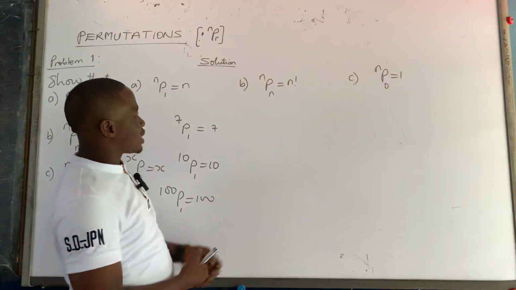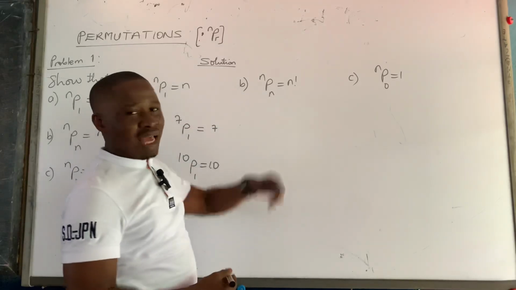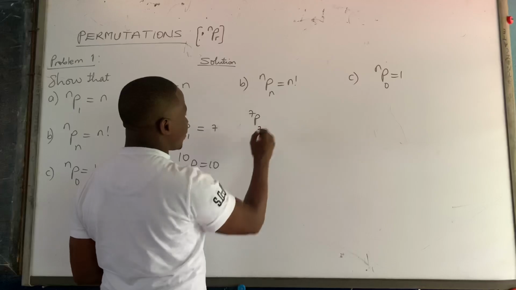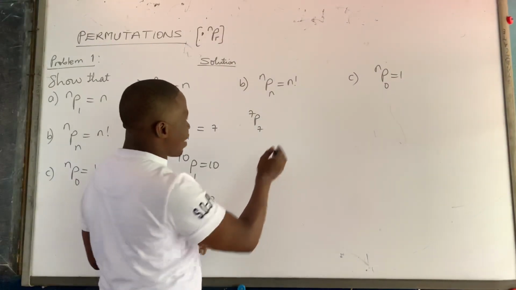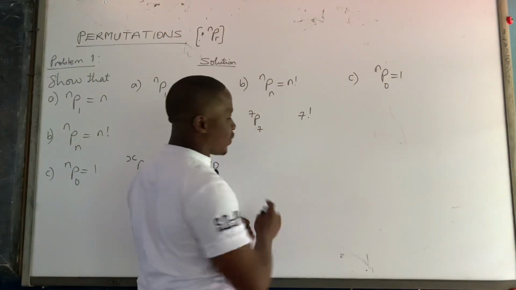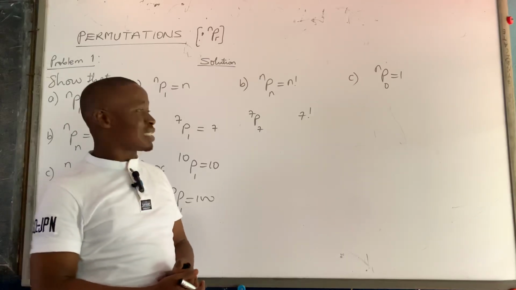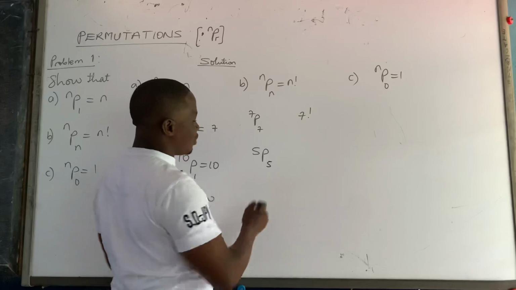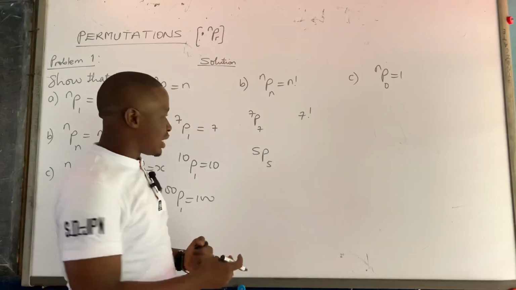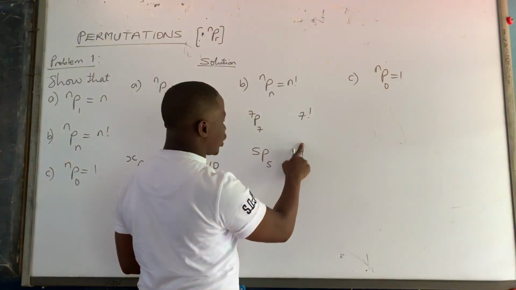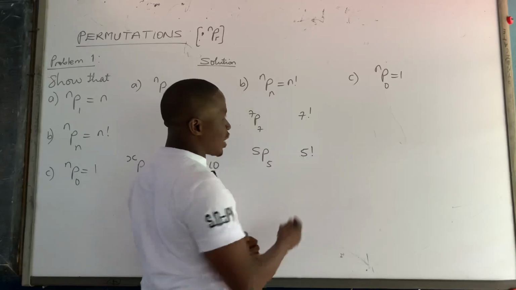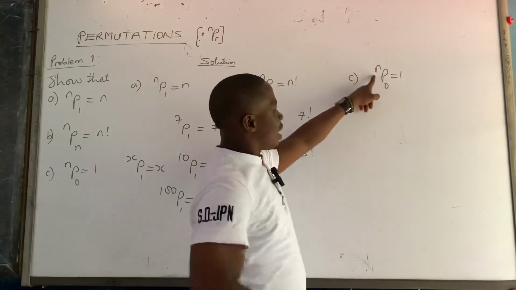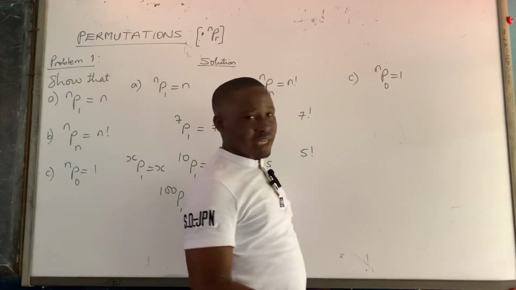So that is what we want to show. Again, we want to show that n permutation n is n factorial. If you have 7 permutation 7, the result you get is the same as if you just say 7 factorial. Very, very interesting. If you have 5 permutation 5, the result you get is the same as if you simply say what? 5 factorial.